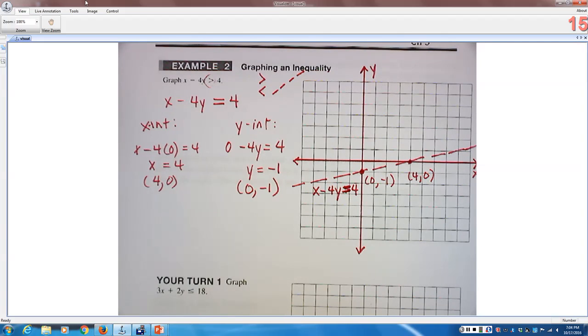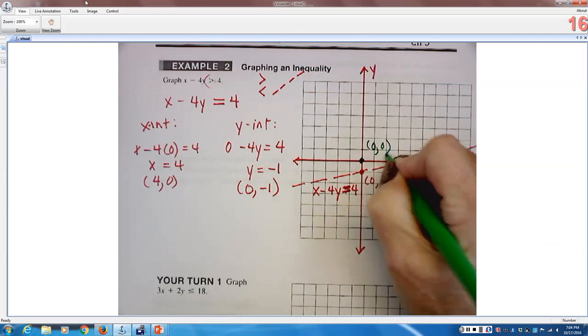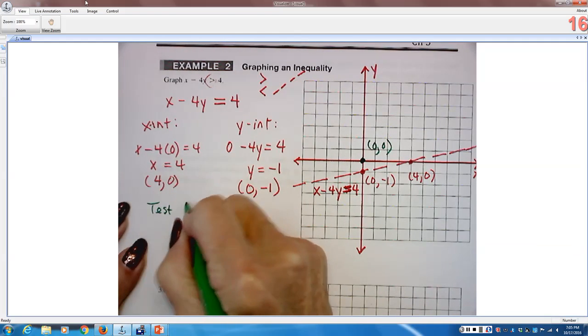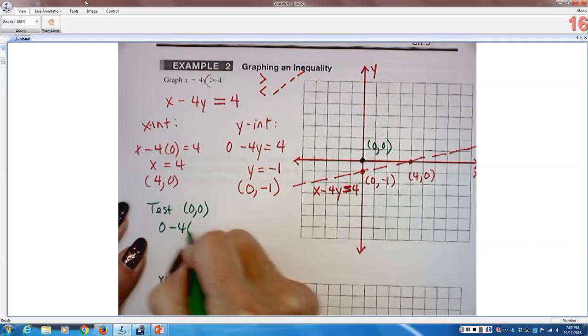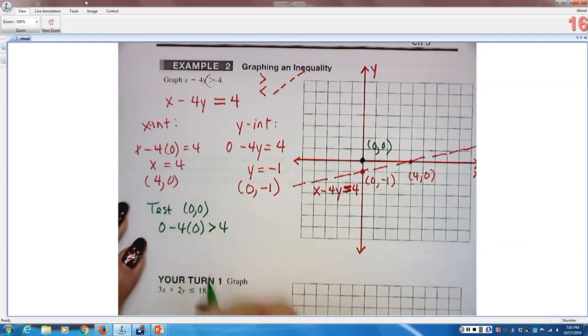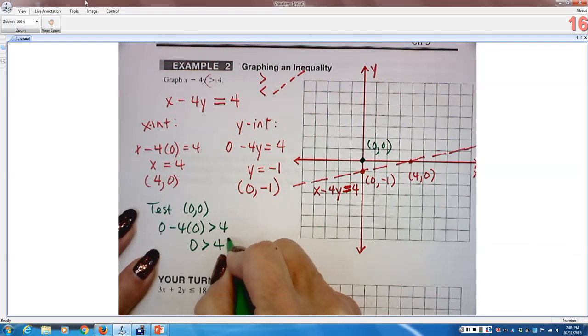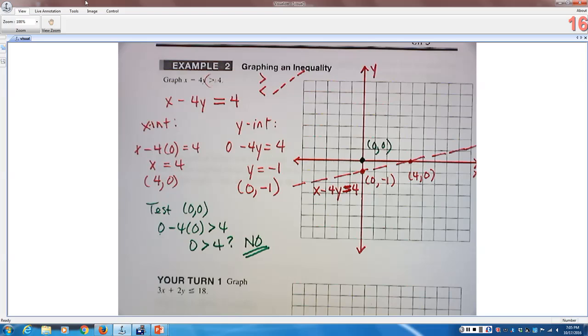Then we're going to do the same thing we did before. We're going to choose a test point. And again, since 0, 0 isn't on the line, it's okay to pick 0, 0 because it's easy. So we're going to test by saying, is 0 minus 4 times 0 greater than 4? 0 minus 0 is 0. Is 0 greater than 4? And the answer is no. Agreed? So that's not part of the solution.